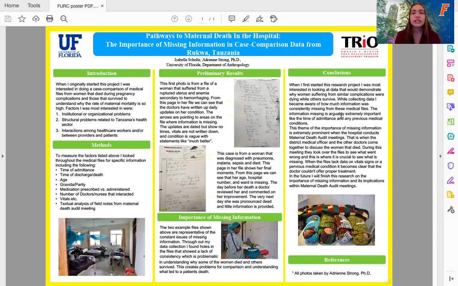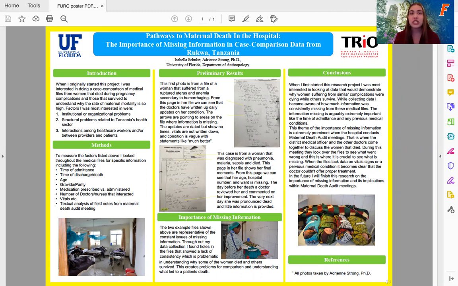And so although Tanzania did experience a decline in the national maternal mortality ratio, their last recorded one was 524 deaths for every 100,000 live births, and that was in 2017 by the World Bank. And one of the ways that Tanzania was supposed to be recording these deaths was through maternal death audit reviews, which I'm going to talk a little bit more about.